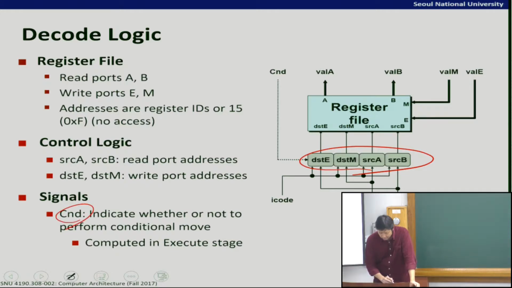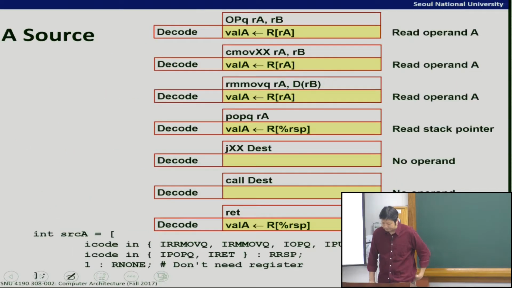The signal here is the condition, the C and D, which indicates whether or not to perform a conditional move. This is computed in the execute stage, which I'm going to introduce later. But let's say this one takes one signal as input from the execute stage. Then let's see how we can compute and derive these signals: source A, source B, dest E, dest M.